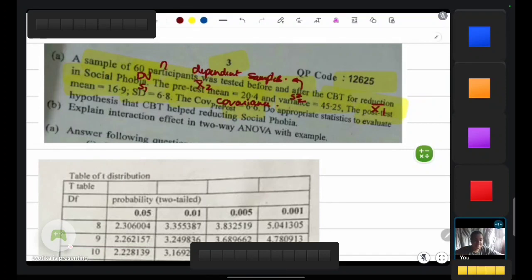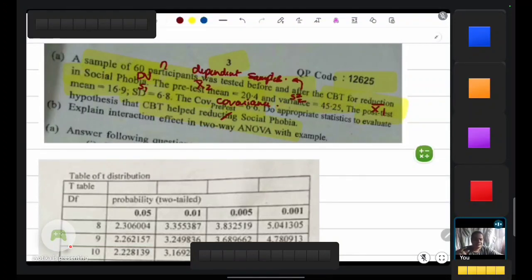Do appropriate statistics. Appropriate statistics we've understood: dependent sample statistics, when we saw before and after and that there are only two conditions. To evaluate the hypothesis that CBT helped reducing, this should be reducing social phobia. CBT helped reducing social phobia.